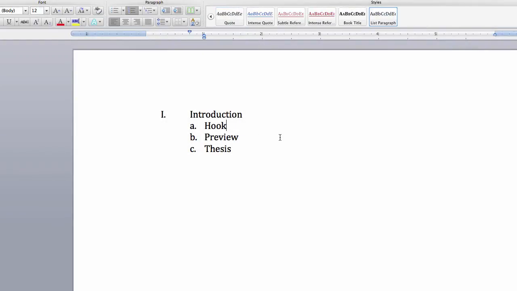Let's discuss the introduction first. First is the hook. The hook gets your readers interested in your topic. It grabs them, it hooks them in. For example, your topic might be why Professor Lawrence is such a great teacher. And to get them interested, well, you really don't need to get them interested in.